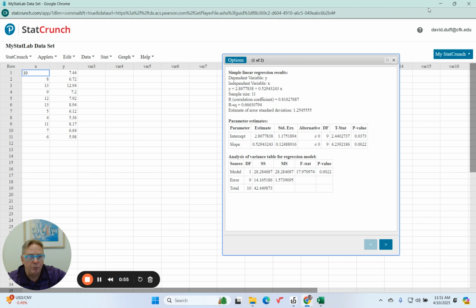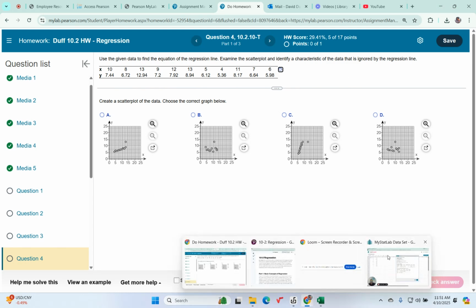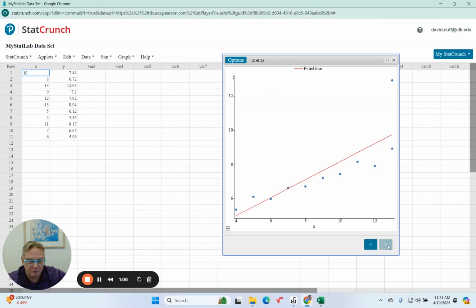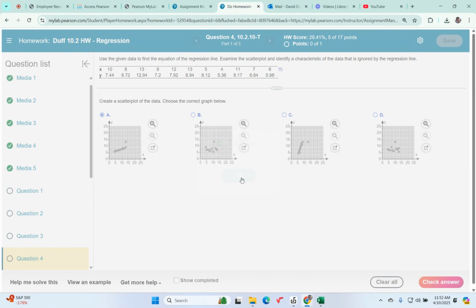All right, so what is the question asking for? Oh, okay, it wants the scatter plot. So which one of these graphs looks the most like this picture? So it looks like these points are on a fairly straight line, and then you've got this outlier sitting up here. So let's see if we can't pick the right ones. I think it's this one right here. Looks like they're on a fairly straight line, and then there's an outlier.